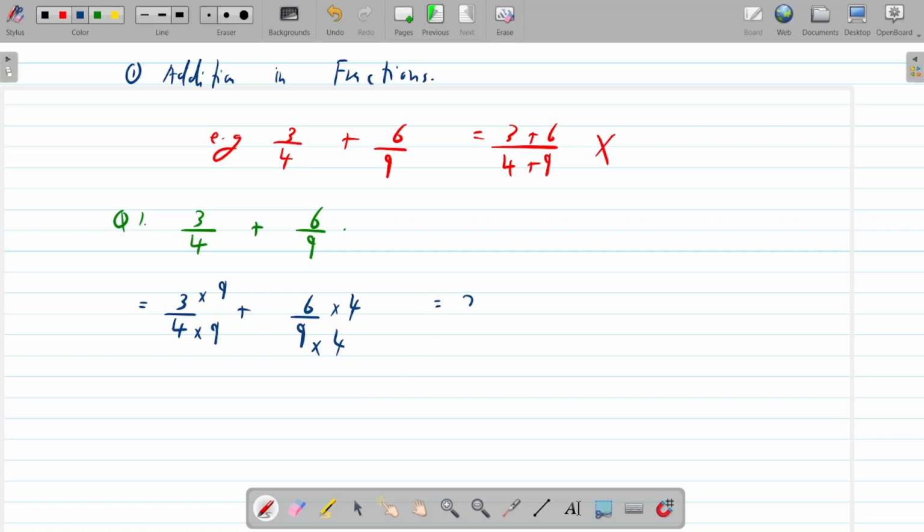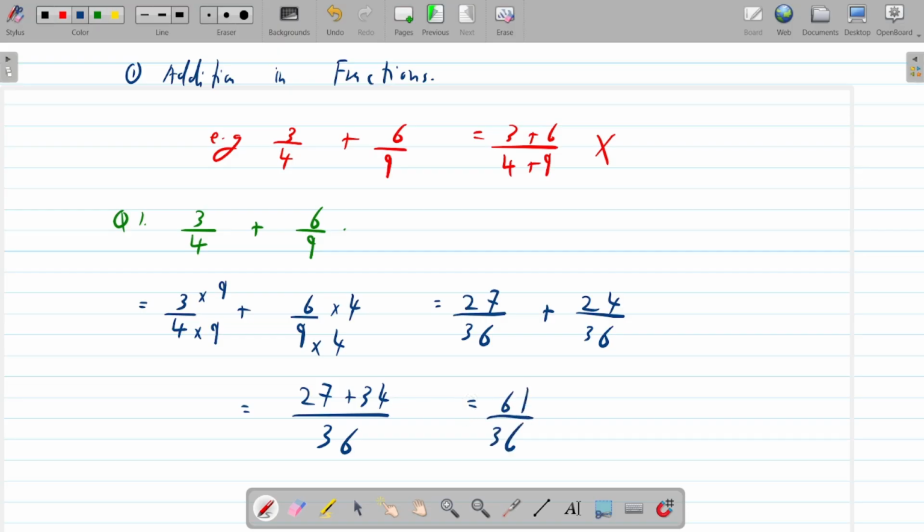Now what do we get? We get 27 divided by 36 plus 24 divided by 36. So once we have the same denominator, we write them both as 1. So we don't add it in the denominator, we just write them as 1. So 36 comes there, then 27 plus 24. So we're only going to add the numerators. So that's going to give me 61 divided by 36. Is that clear, Nace?